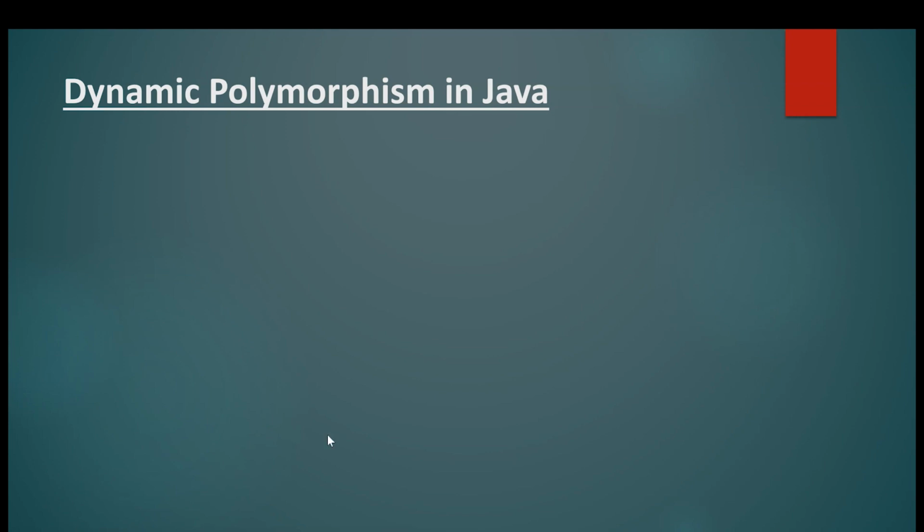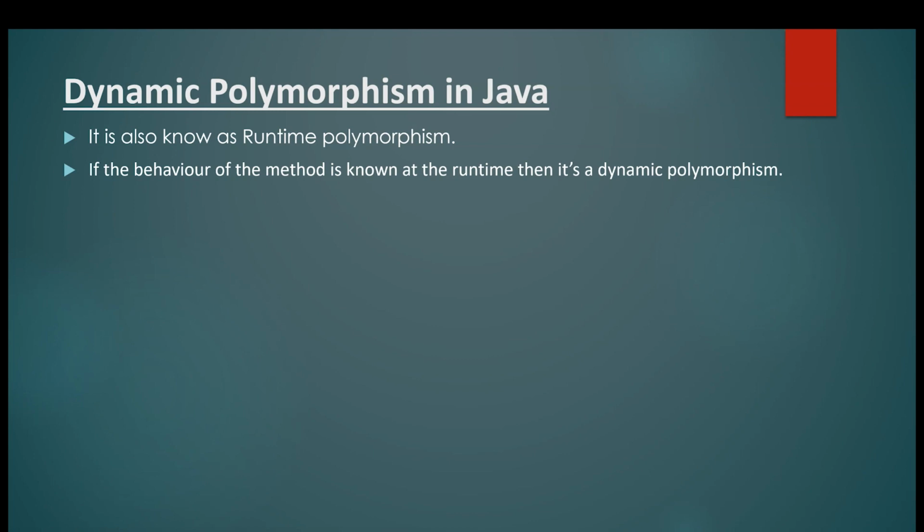Okay, so how do we achieve dynamic polymorphism in Java? I mean, what is the way by which we can achieve dynamic polymorphism in Java? So dynamic polymorphism in Java can be achieved by dynamic dispatch and method overriding. Let us see the first point about dynamic polymorphism in Java. I already told you it is known as runtime polymorphism. The second point is that it is a behavior. If the behavior of the method is known at the runtime, then it is dynamic polymorphism. That's what I told you: if the method calls are resolved at the runtime, then it will be dynamic polymorphism.